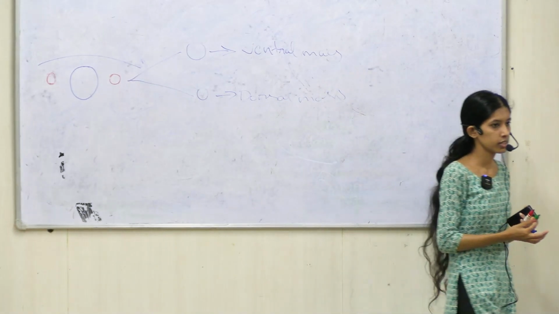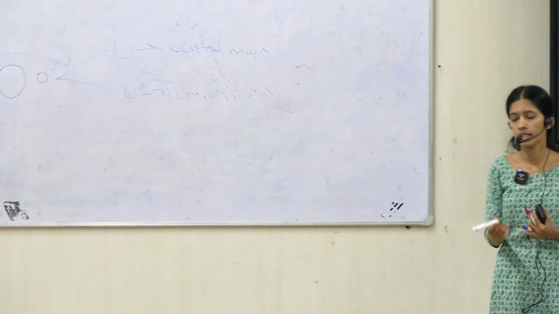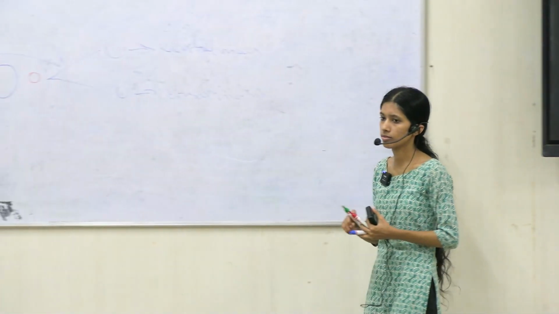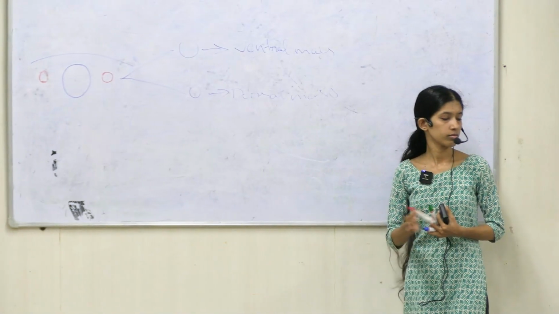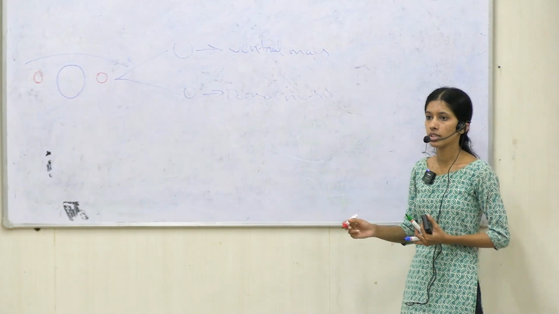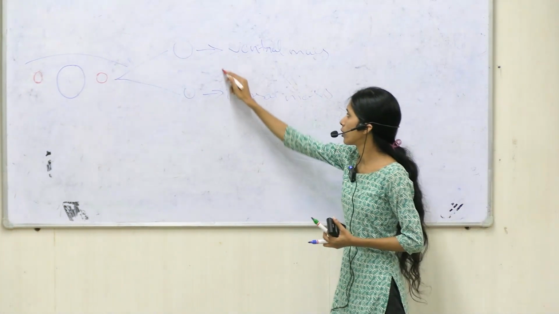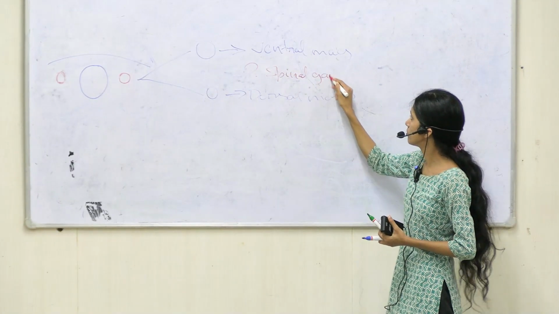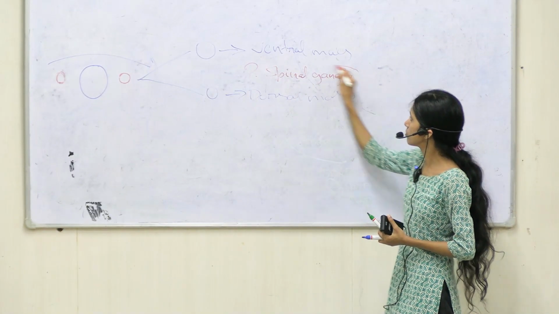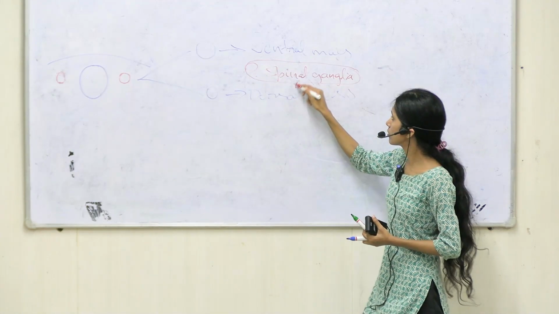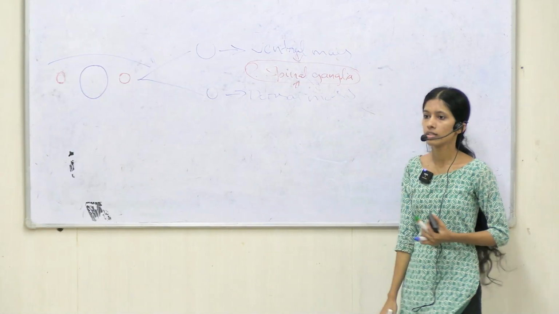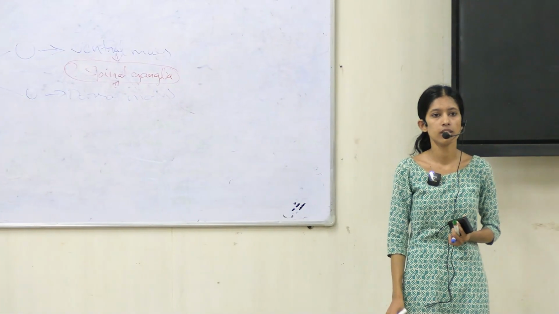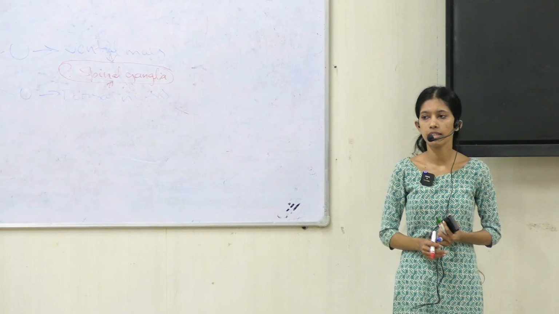And both ventral and dorsal mass are together called as, what they are together called as? Together they are called as primitive spinal ganglia. Okay. The ventral and dorsal mass are together called as primitive spinal ganglia.